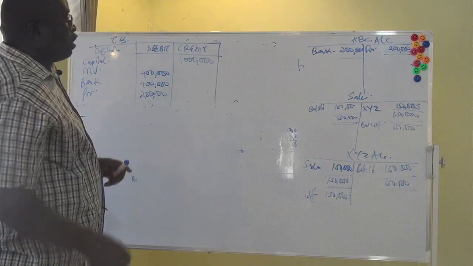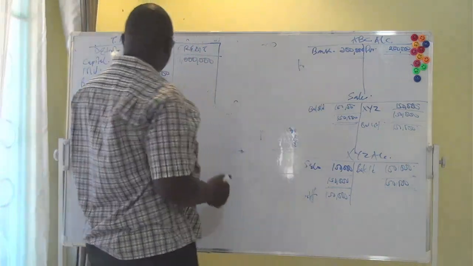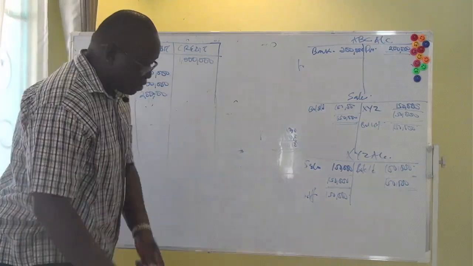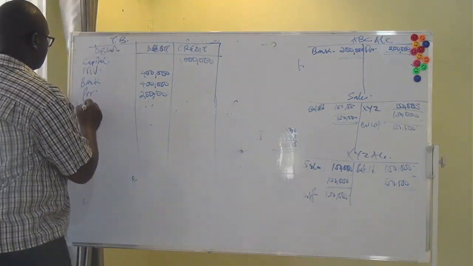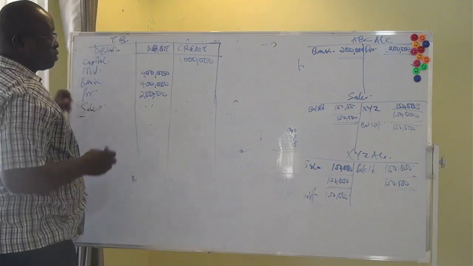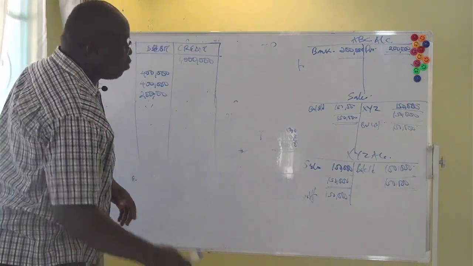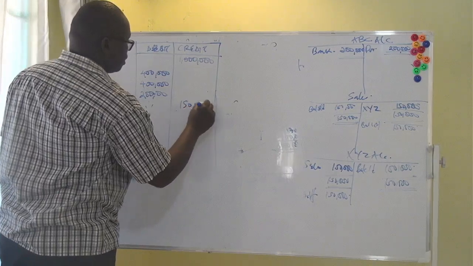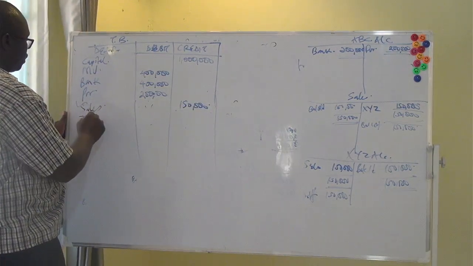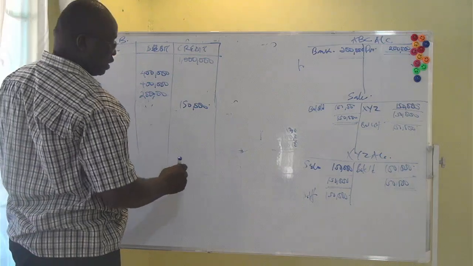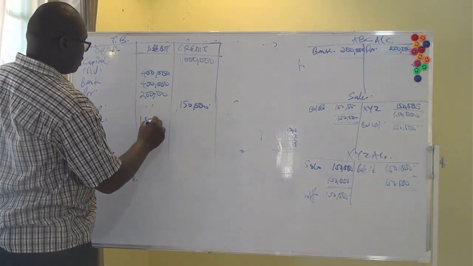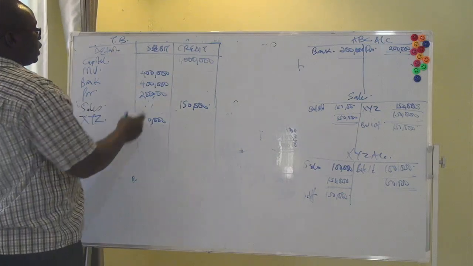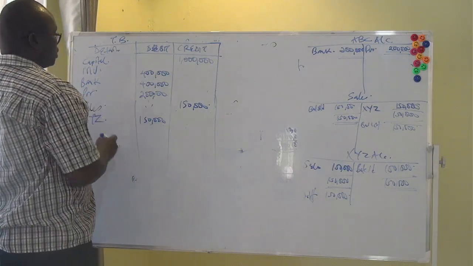Our next one, ABC, we cleared, so there is no balance there. The next balance is for sales. The figure there is 150 on the credit side. Then the last one is for XYZ Limited, and the balance there is 150 on the debit side. So we have taken all the balances in our ledgers to our trial balance.